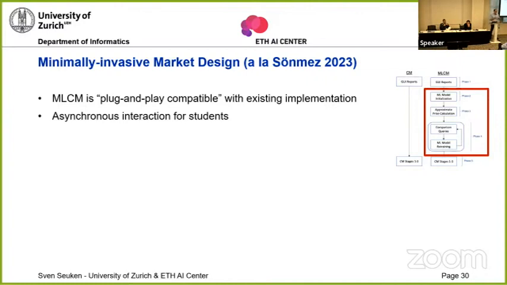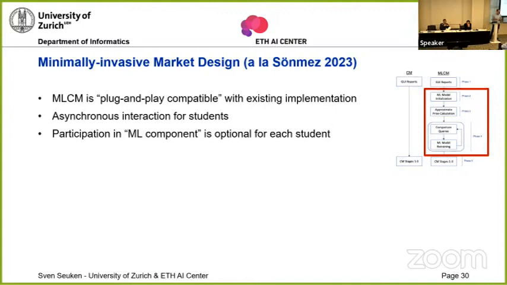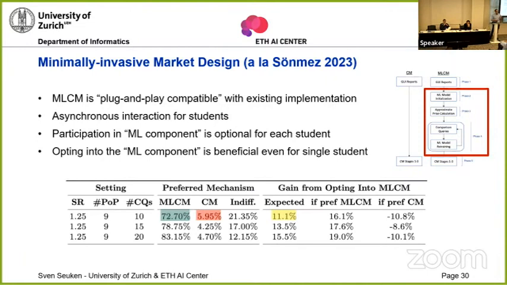Second, it allows for asynchronous interaction between the students. There's no synchronous interaction needed as in an auction. Third, the participation is completely optional for the students. You can completely opt out if you don't like machine learning. And fourth, opting into the machine learning component is beneficial even for a single student. So even if nobody else does it, you benefit from it yourself, because it will help you elicit your preferences better and capturing it better.